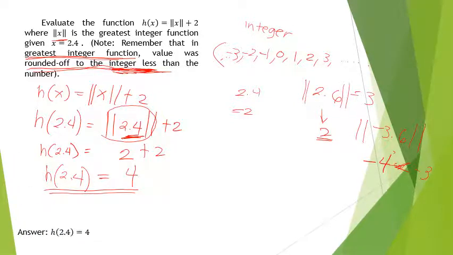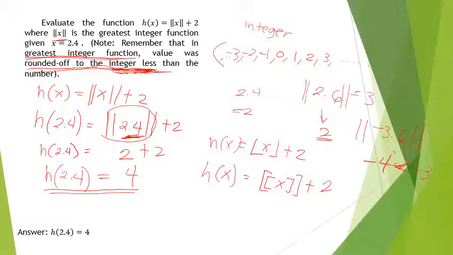Nga pala, pwede din, yung sinabi ko kanina, pwedeng ang symbol ng h of x, ng greatest integer function, pwedeng ganito. Ganyan, pwedeng maging ganyan ang symbol. Or pwede din ganito. Sinabi ko kanina, dalawang c. Pwede din yan, greatest integer function din yan.